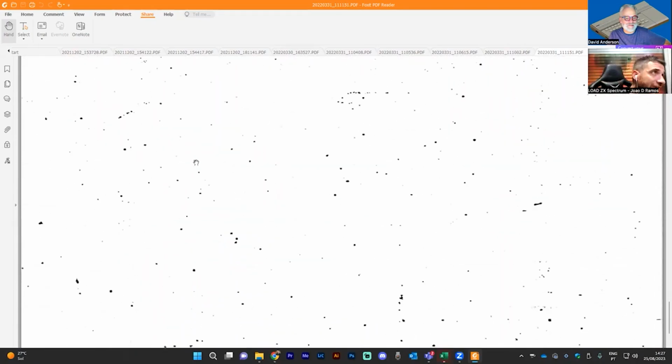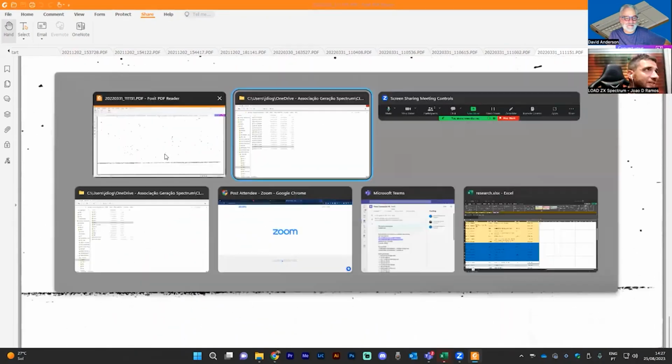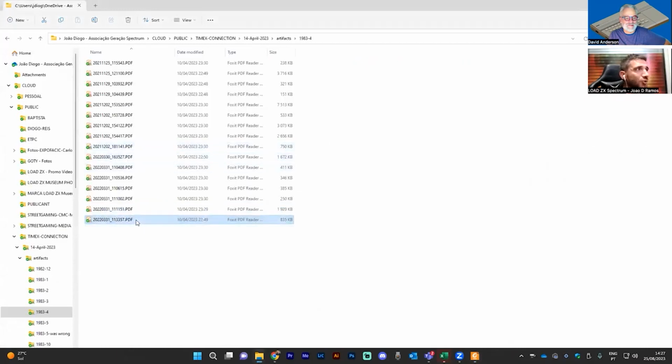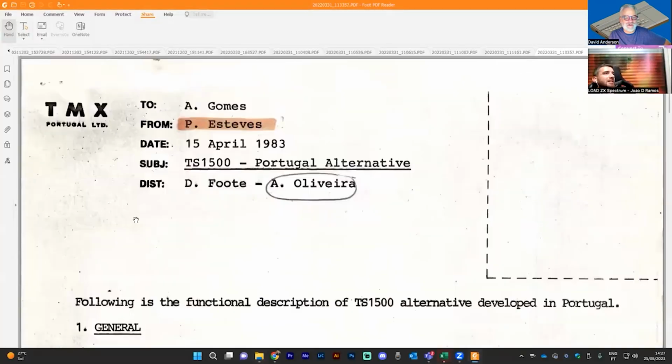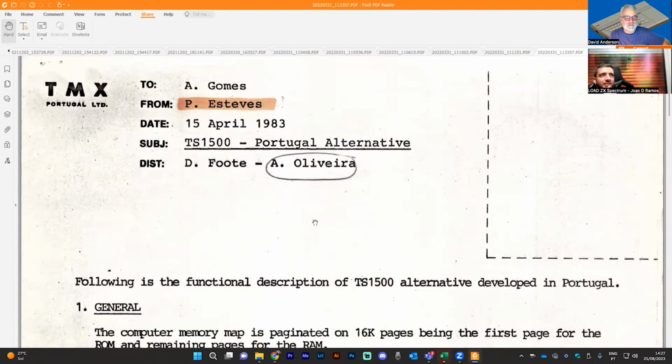But this is a very, very good document because it gives an honest analysis of what they thought in the US about it, and what each proposal was, because up to this point we didn't have a great understanding of what Portugal was proposing. And now we have a previous document from Pedro Esteves, the production director, to Tony Gomes, managing director, about our Portugal alternative. Oh, look at that. Yes. So this one will be nice.